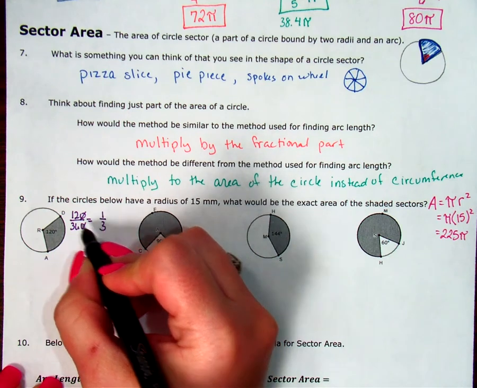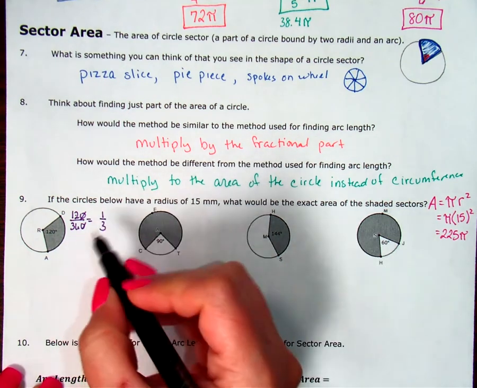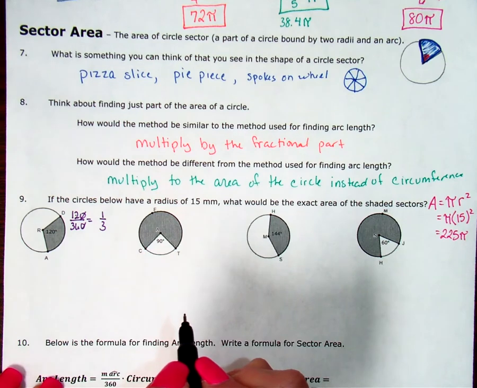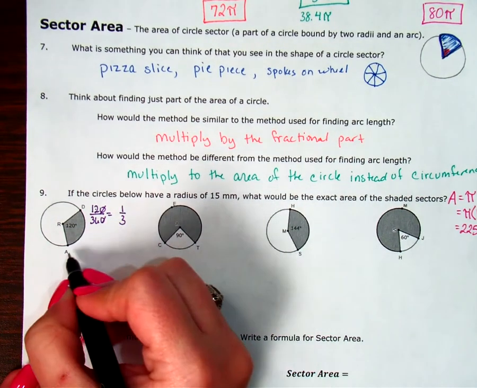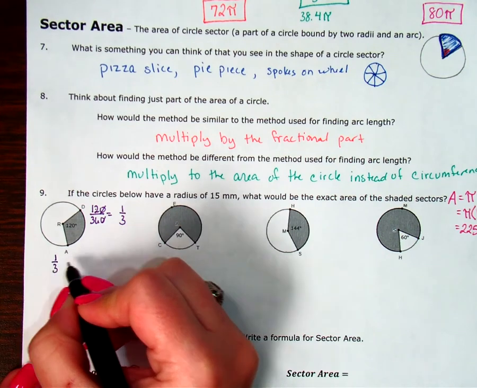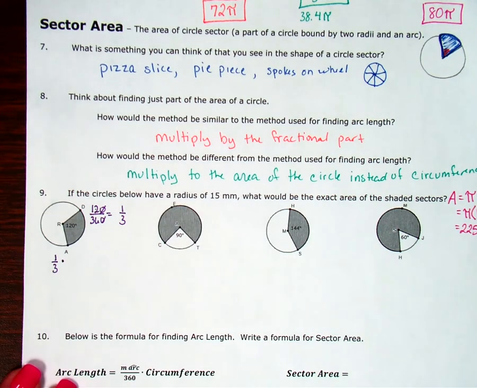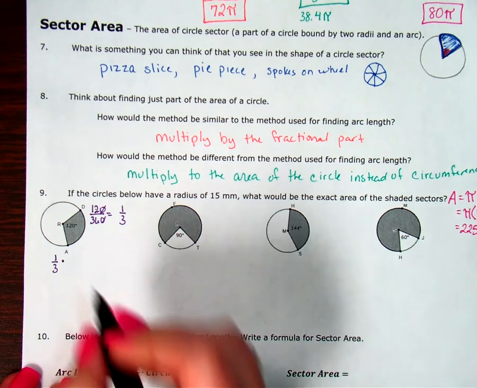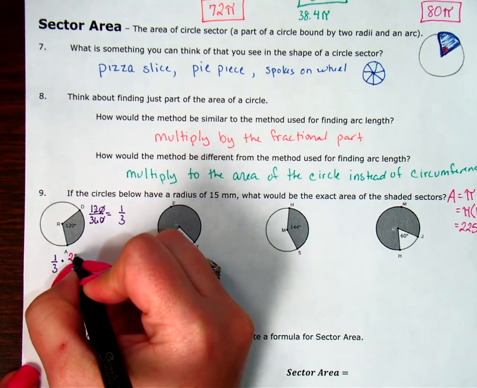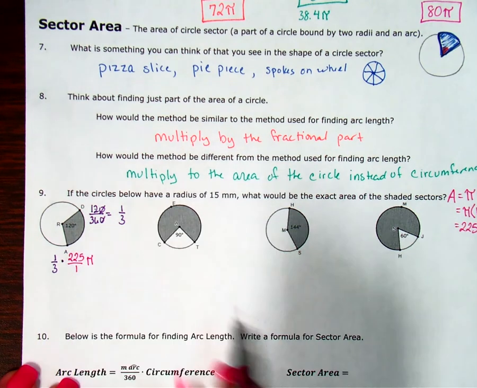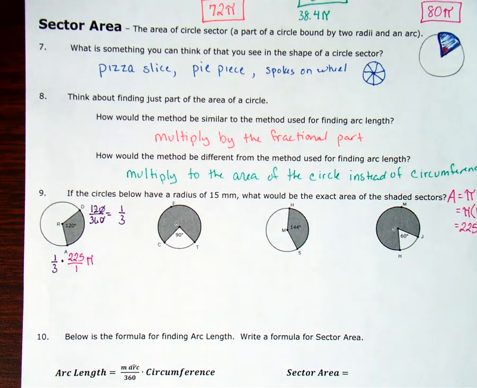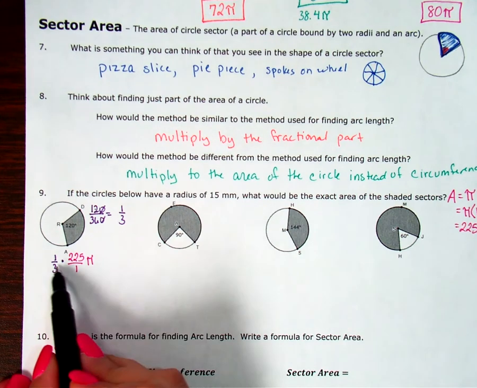12 goes into 12 one time, 12 goes into 360 3 times. So my fractional part is 1/3 times the area. The area is 225, and I'm going to do like I did on the last one, 225 over 1 pi. So I just changed that into a fraction also. So that way, all we have to do is multiply straight across.